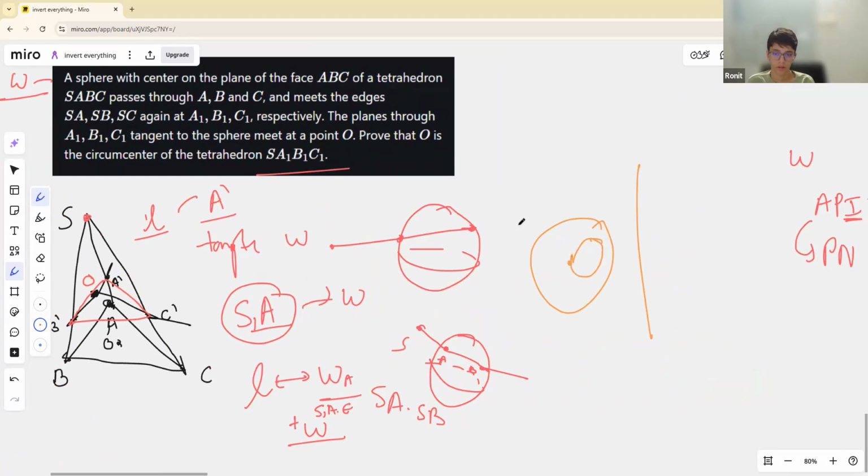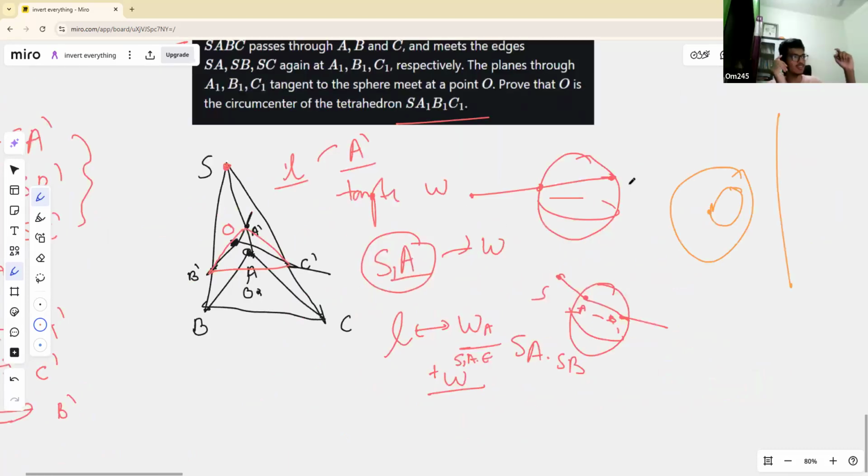Circle should pass through line. So basically the same: if we consider this sphere passing through S and A, tangent to omega, the image of that sphere should be some plane passing through A dash, tangent to omega, a point or infinity on the plane. Yes, good.